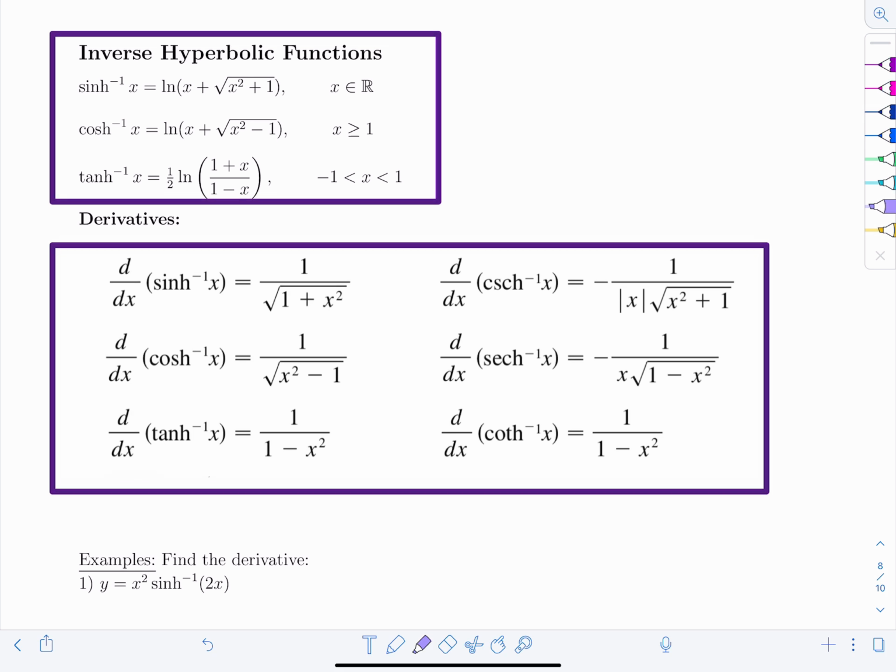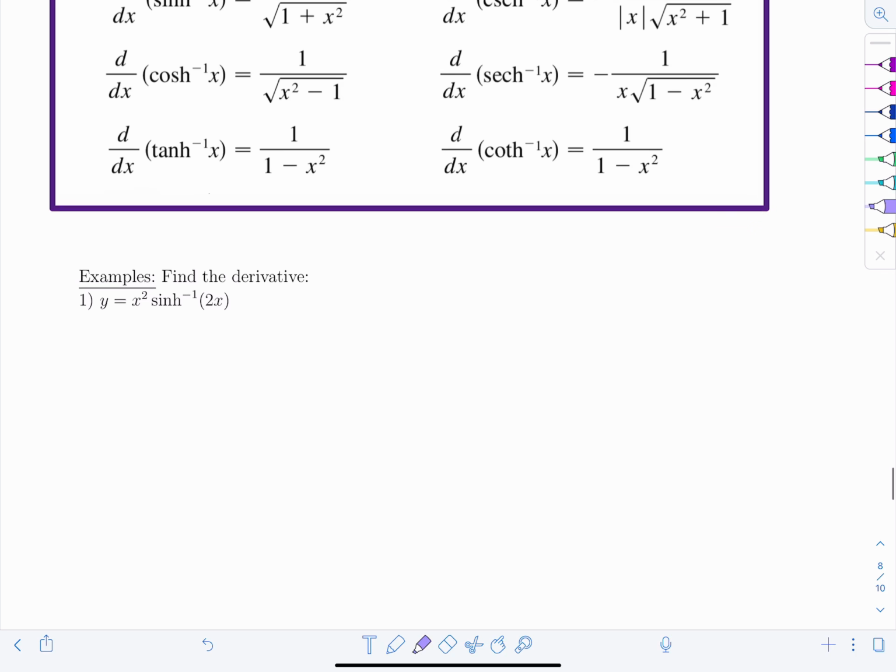Okay. So there's the definition of just the inverse hyperbolic functions, and then here's their derivatives, okay? Very similar to the derivatives of our inverse trig functions. If you're one of my students, I'm going to give you these, so you don't need to memorize them, but if someone else is your teacher, just check with them. Okay, so let's find the following derivatives.